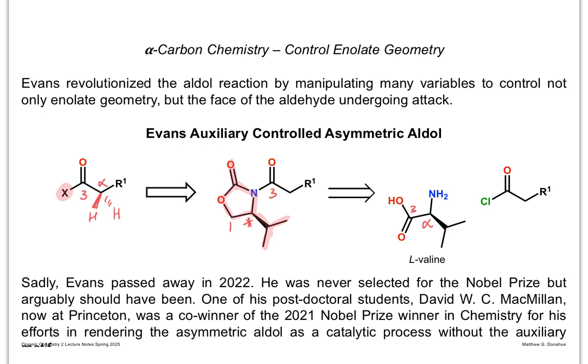What happens is valine gets reduced to an alcohol. And then the nitrogen and oxygen, those two get cyclized with basically a carbon monoxide equivalent, say phosgene. That carbon's at oxidation state 4.